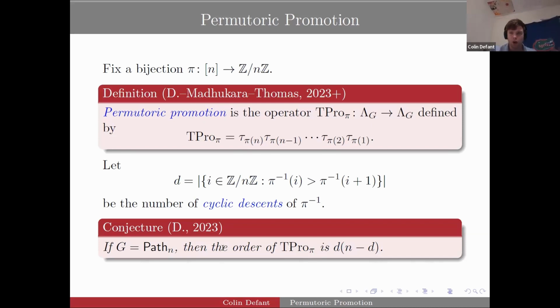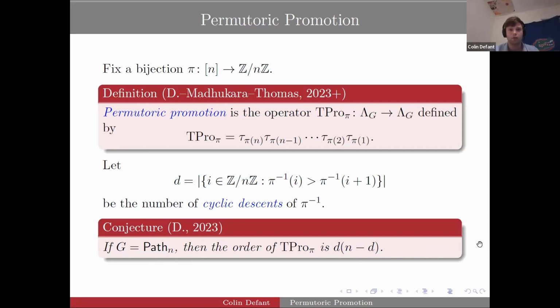So notice that I'm specializing the graph to just being the path graph. So earlier I was looking at forests and trees, but here I'm doing something much more specific. And that's because when you go from toric promotion to permutoric promotion, things get much more complicated. So when you permute the order of the toggles, it gets a lot more difficult to analyze. So we really have to specialize the graph in order to have some hope of saying something nice about the dynamics. Okay, so I guess the spoiler here is that we do resolve this conjecture, but I'm actually going to tell you a stronger theorem.